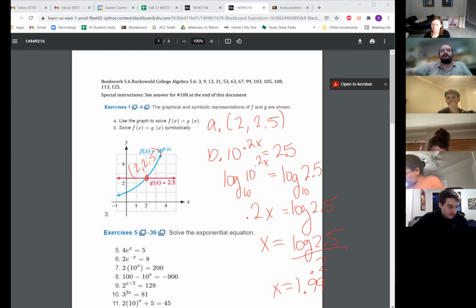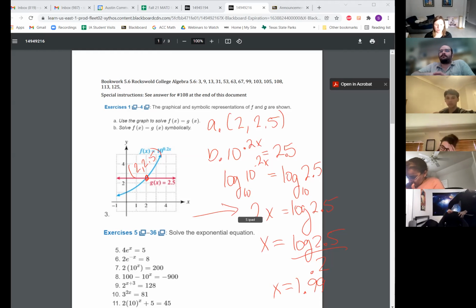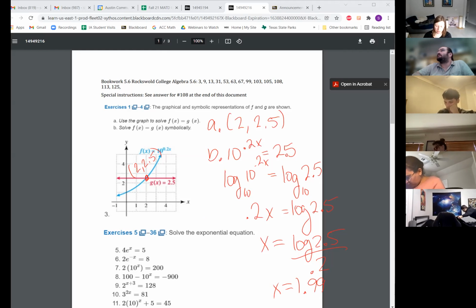My question is, when you got log 2.5 over 0.2, I thought I was supposed to do log 2.5 over log 0.2. But there's no log on the left. Okay. Right here, it's just 0.2, so there's no log there. Yeah, you're thinking of the change of base formula, I think.